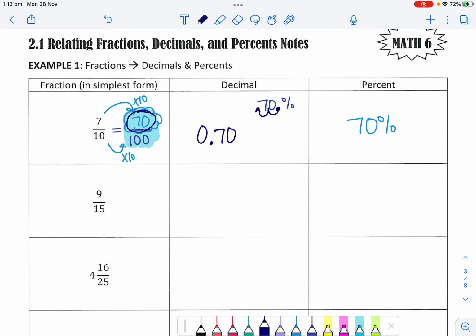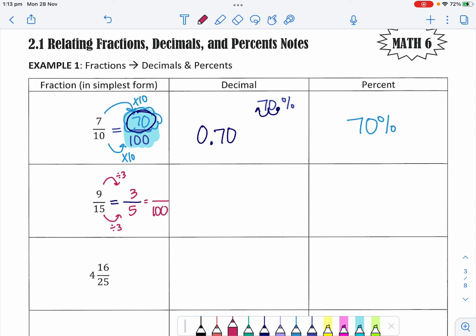Now 9 over 15, when I look at 9 over 15, I cannot get directly to 100. That's not going to work. But we just did a whole bunch of scaling forward and scaling backward. So what I'm going to do is I'm going to simplify this fraction first. And that's where that simplest form comes in handy. If I don't have a fraction in simplest form, I can make it into 1. So 9 and 15 have a 3 in common. So this becomes a 3 over 5.